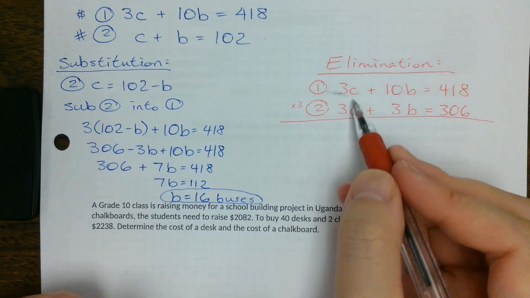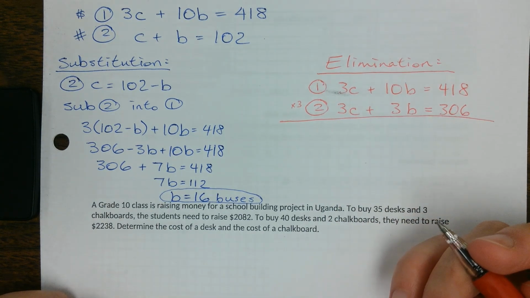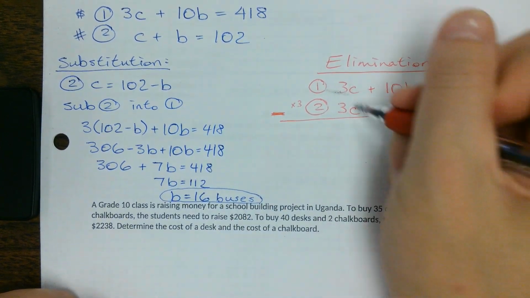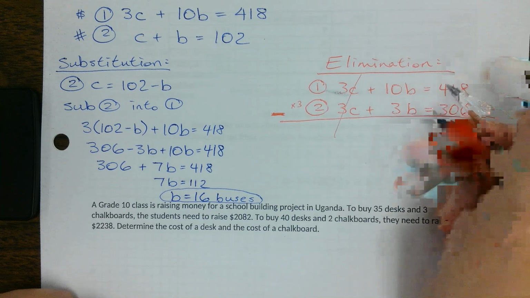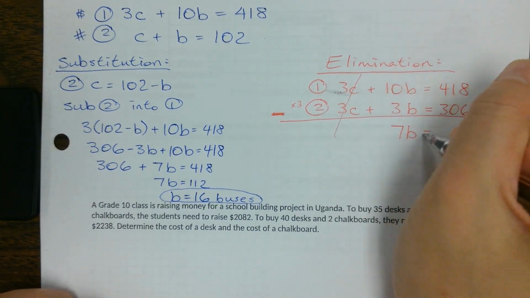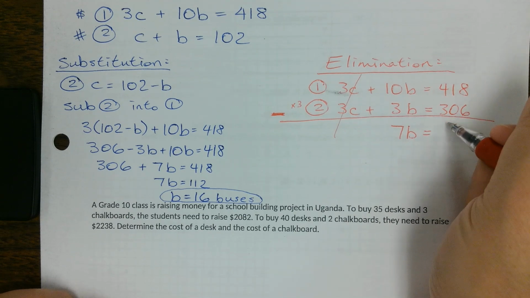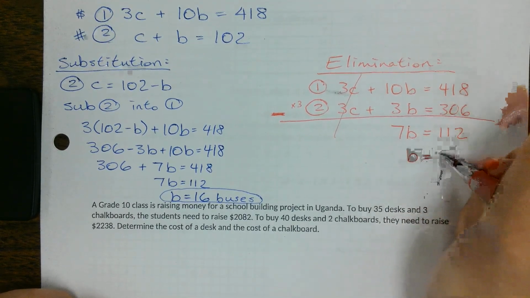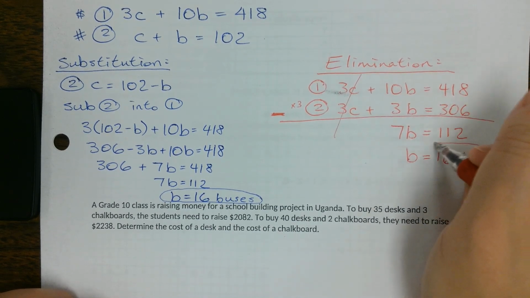How do I eliminate the C? Should I add or subtract? Subtract. 3C minus 3C, that's gone. That's eliminated. And then 10B minus 3B, that's 7B. 418 minus 306, I get 112. So when I divide it, B equals 16 buses. Same answer.